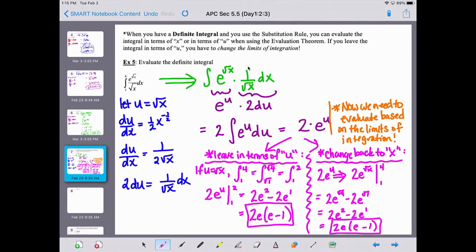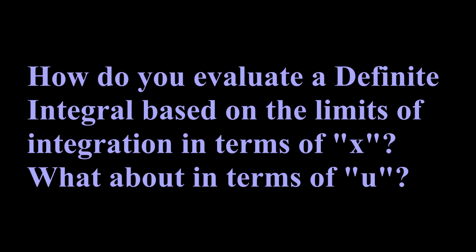So I don't feel that one of these is more work than the other. I don't feel that one of these methods is easier than the other. I just wanted to point out that they're both valid ways to evaluate the integral once you have done the integration step. You just have to choose whether you prefer to leave it in terms of u and then change your limits of integration, or whether you are going to plug what u was equal to from the beginning of the problem back in and then leave your limits of integration in terms of x. Okay, those are your two options.